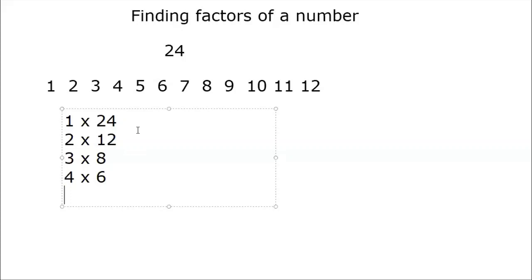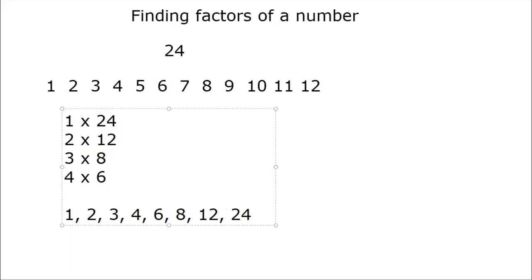So now, I know that I've got 1, 2, 3, 4, 6, 8, 12, 24. The good thing about doing it this way, apart from knowing that I've found all the answers, is if I look at the pattern, it actually goes 1, 2, 3, 4, and then back the other way on the right-hand side of the times table sums, 6, 8, 12, 24. So it's already got them in order without me having to think about it.